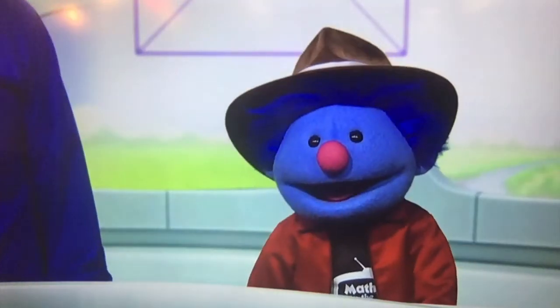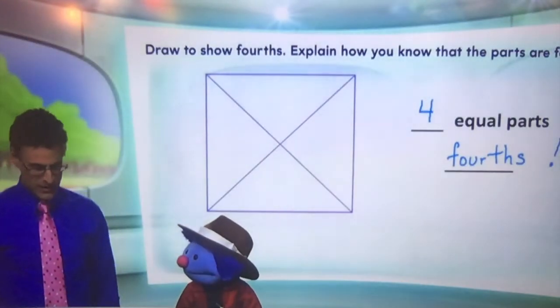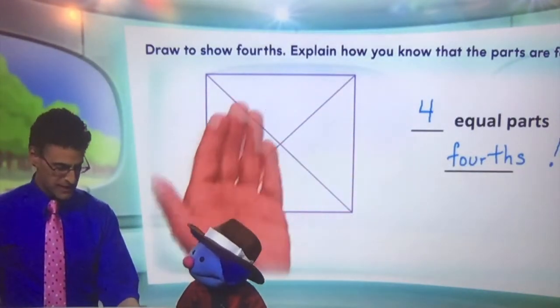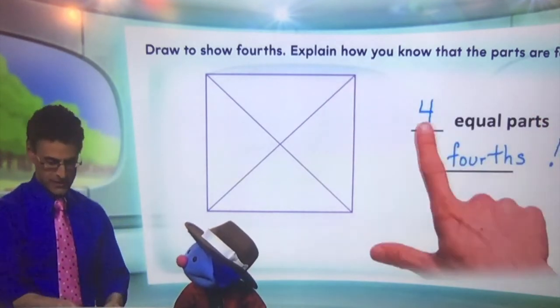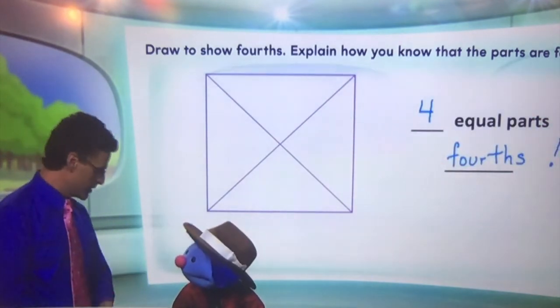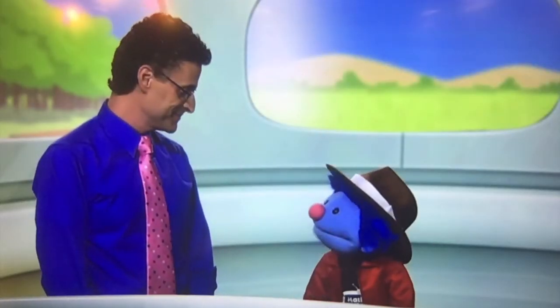And so, Detective Joey, we see the answer to the riddle. We know that, in fact, we have fourths because each one is equal to each other. And I've taken a shape and divided it into 4 equal parts. So I have 4 equal parts. That means fourths. What do you think, Detective Joey? I think you have great detective skills, Professor Berger.